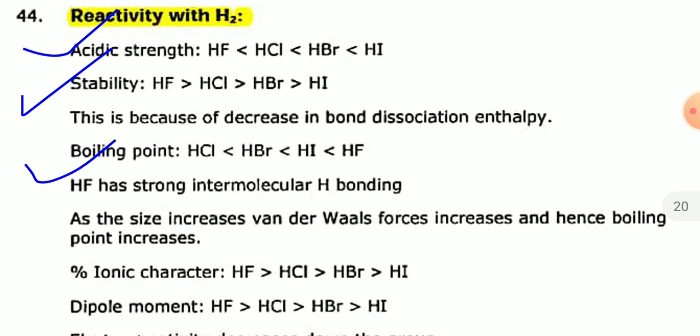Boiling point order is HCl less than HBr less than HI less than HF. HF has the maximum boiling point. This is because HF has strong intermolecular hydrogen bonding. HF molecules can form strong intermolecular hydrogen bonding.